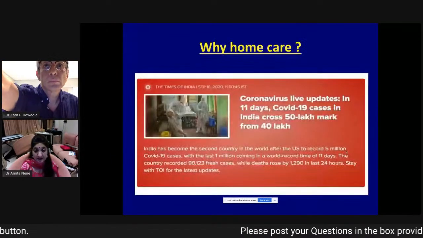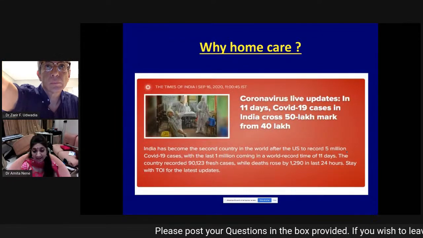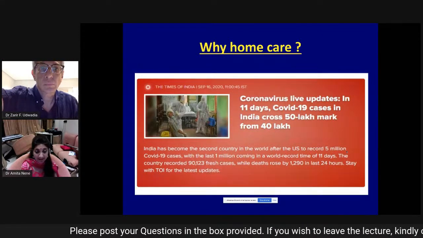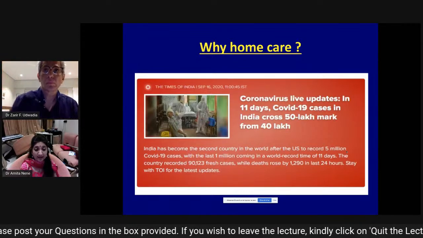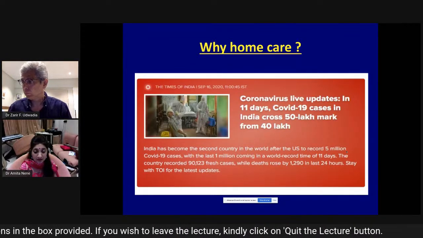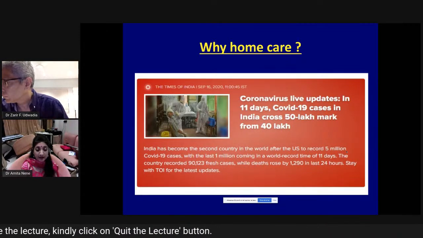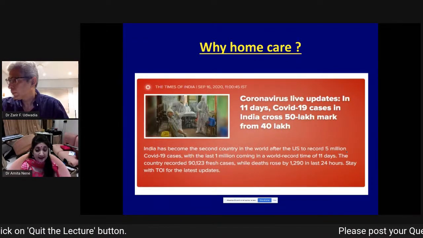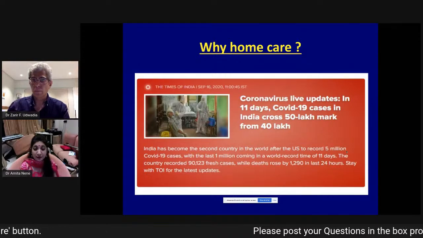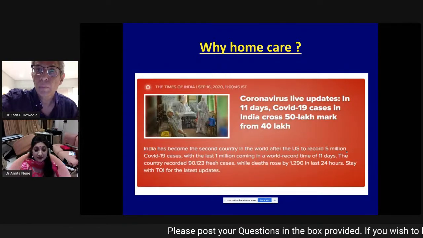So this is basically because a shocking headline came in Times of India a month back, and it said that now India has become the second country in the world after US to record 5 million COVID-19 cases, and the last 1 million were added in a record period of less than 11 days.